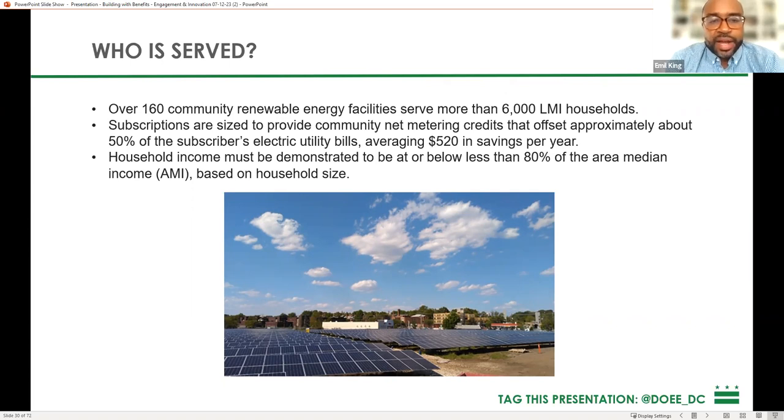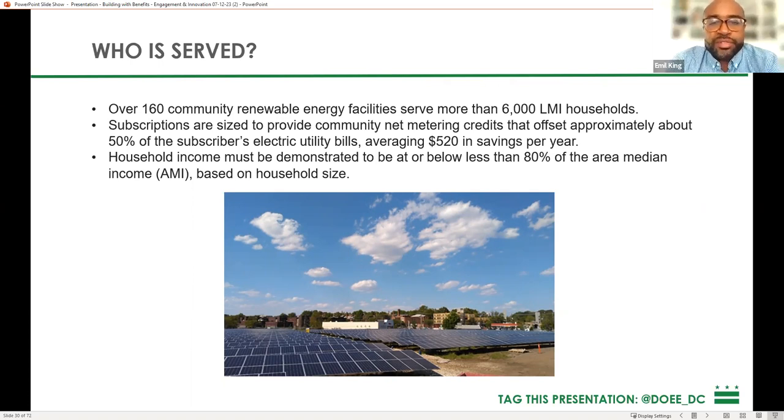At present, we have about 165 or so community renewable energy facilities. That's what we call them in the district. Solar farms, community solar farms, that serve more than 6,000 low to moderate income households. That number is always growing, and the crux of our activities are essentially to grow the number of households that we can serve. So that's about 6,000 of the roughly 22,000 that are primarily eligible for this program.